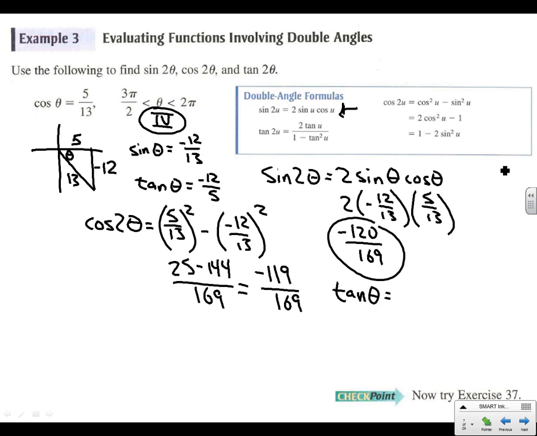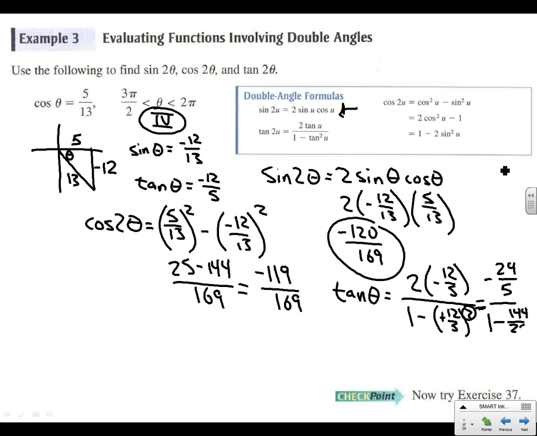Tan 2 theta is 2 tan theta. So 2 times the tangent, which is negative 12 over 5, all over 1 minus negative 12 over 5 squared. And so our final answer here is going, well, let's see, we might need to do another step. We've got negative 24 over 5. We've got 1 minus, remember the negative here is going to go away when we square it, 144 over 25.